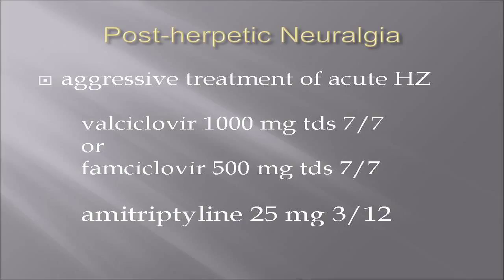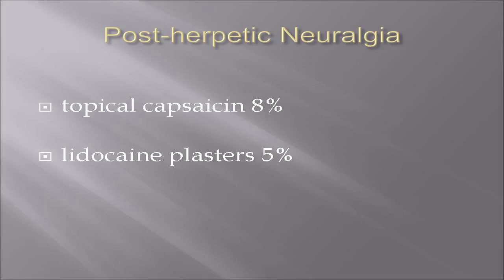If the first line treatments don't succeed, then the recent SIGN guideline on chronic pain has suggested that you can try topical capsaicin at 8% or lidocaine plasters at 5% for the management of post-herpetic neuralgia. But as I say, patients I have seen have generally responded fairly well to a combination of, say, amitriptyline or nortriptyline plus or minus gabapentin. But I haven't seen that many cases of post-herpetic neuralgia in the head and neck region.